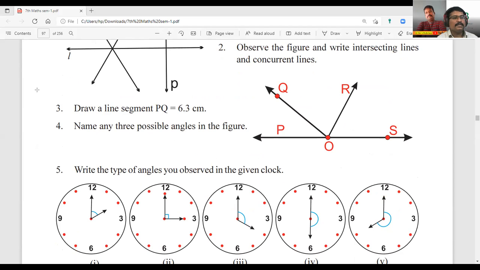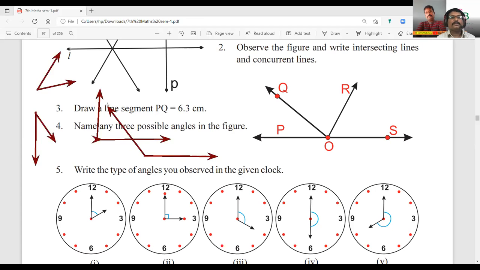This is a ray and this is also a ray. If two rays are combined together, then we call them an angle, like this. Okay, Anna? Next, like this. This is also a line. Okay, Anna? Right.